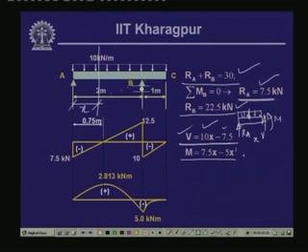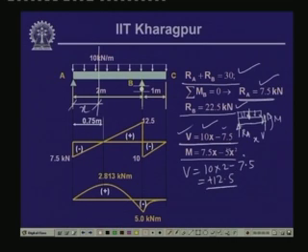Now, if we would like to find out the shear force at point B, where x is equal to 2, since we do not have any load in between. So, at x equals 2, the value of V is equal to 10 into 2 minus 7.5, which is 20 minus 7.5. This is 12.5, and this is plus 12.5.